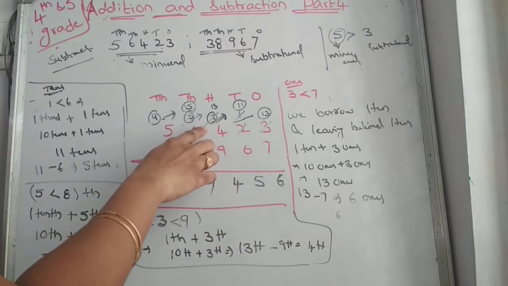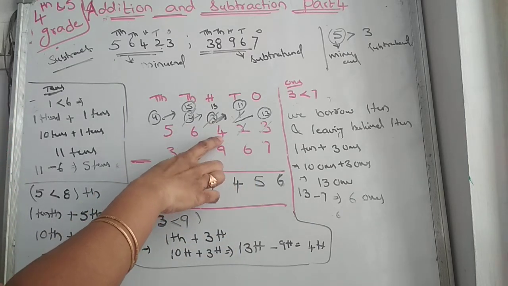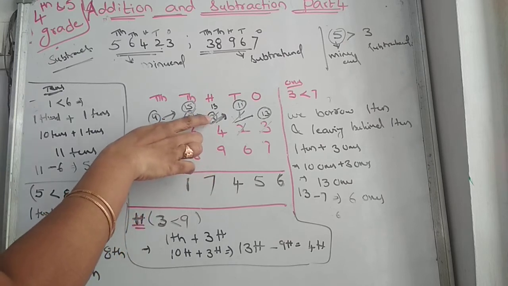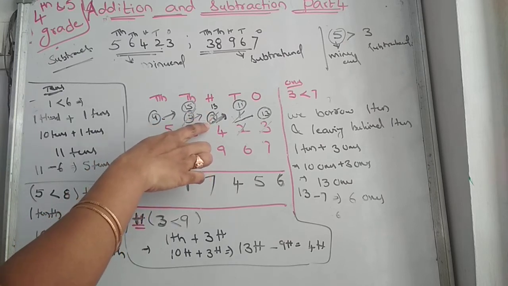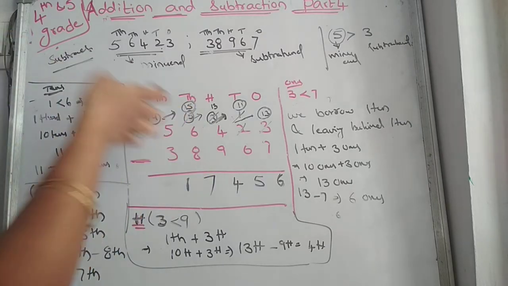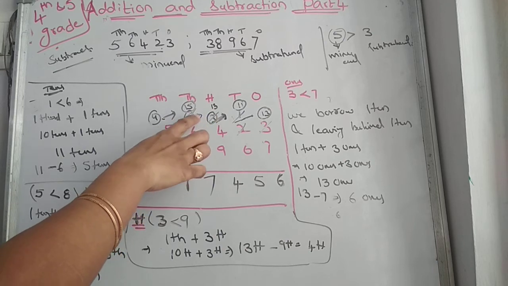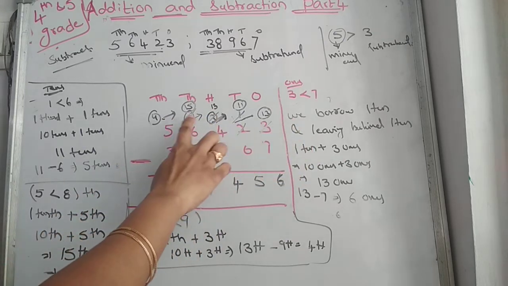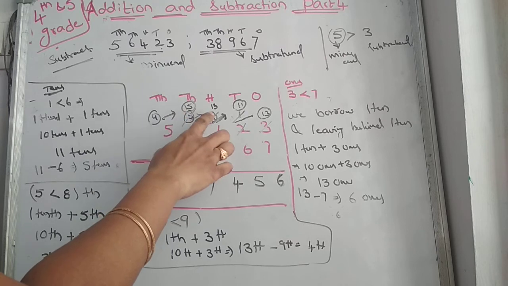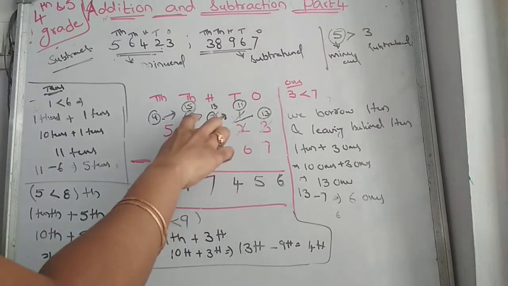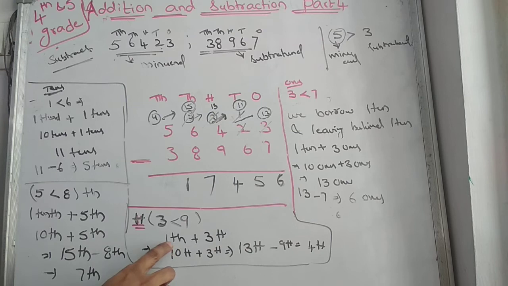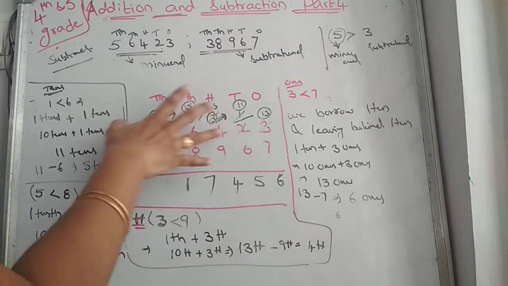Again see, 1 will decrease here, so 4 becomes 3. Compared to 3 and 9, 3 is the small number, so again we borrow. We borrow 1 from the thousands place to the hundreds place. 1000 equals 10 hundreds, so 10 hundreds plus 300 equals 1300, minus 9. Like this you can do.